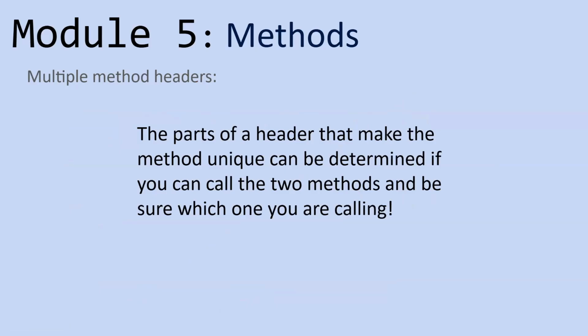The parts of the header that make the method unique are determined by whether you can call the two methods and be sure which one you're calling. So basically the parameter types have to be different or in a different order. That's totally fine. If I had my method int x, string xy as my parameter, and then another method, my method string xy, int x, that'd be fine because they're in a different order, and Java could tell, oh, you have int then string, that's one method. You have string then int, that's another method.